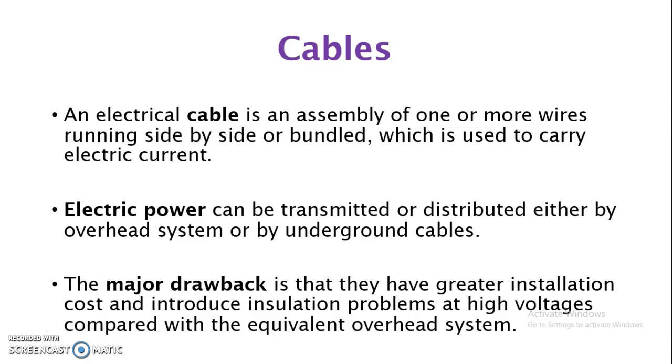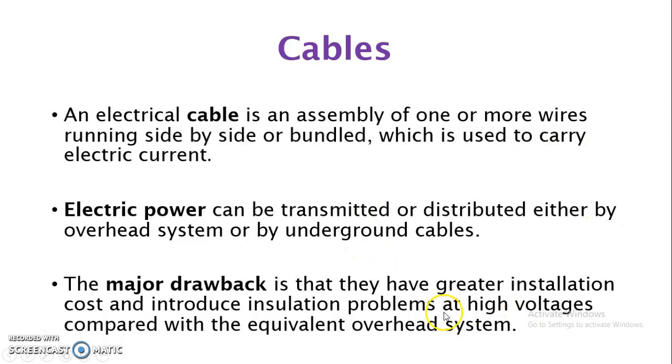Okay, the second point says that electric power can be transmitted or distributed either by overhead system or by underground cable, as I have told you briefly earlier about the transmission of power through overhead cable as well as underground cable, with the advantages and disadvantages. But the major drawback is that they have greater installation cost and introduce insulation problems at high voltages compared with the equivalent overhead systems, right?